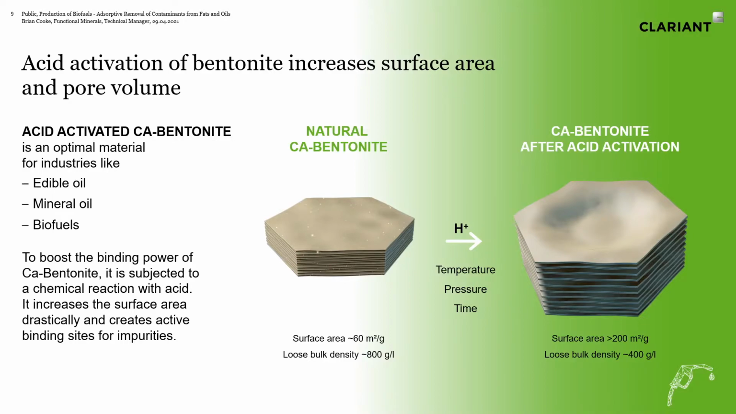To increase that surface area and really give it a boost to remove those contaminants, that clay is subjected to acid with temperature, pressure, and time to form what we call an acid activated bleaching earth. So that's going to increase the surface area to about 200 square meters per gram or a little higher, and also reduce the bulk density. These products have been used for many years in the edible oil and mineral oil industries, and also in biofuels as well, as we're talking about today.